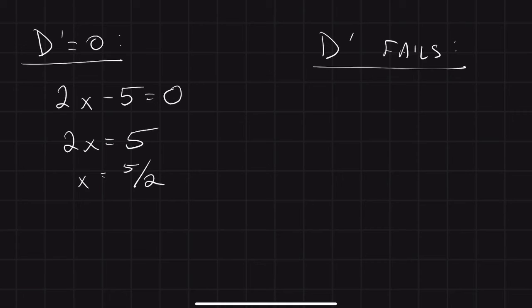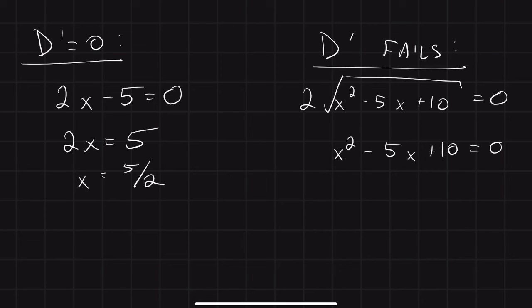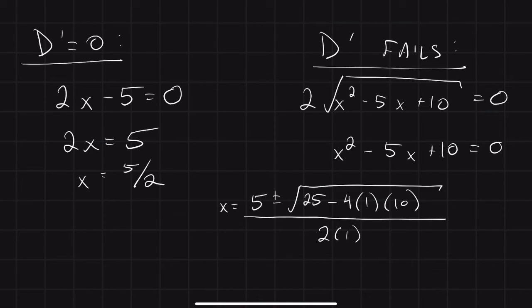Next, we need to consider if d prime fails. In this case, it might fail because we have an x in the denominator. Set that entire denominator equal to 0, and now we need to solve for x. We could divide both sides by 2 and then square both sides. That would leave us with x squared minus 5x plus 10 equal to 0. This quadratic does not factor, so in order to move forward with the problem, I'm going to use the quadratic formula. That would give me this.